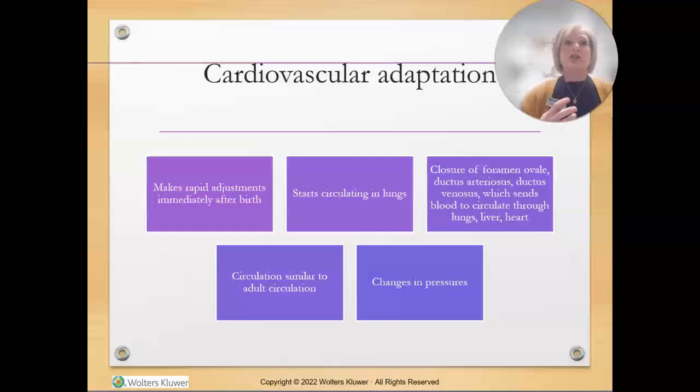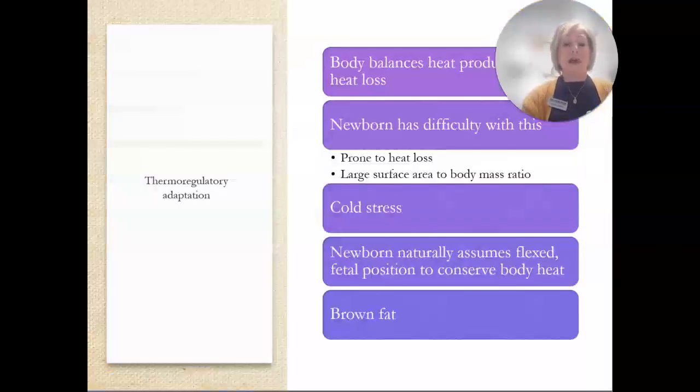It changes because of the pressure. Think of the negative pressure inside mom. Once they come out, they have positive pressure, and that is what's causing the adaptation. That circulation has to occur in order for the baby to function normally outside of mom's space. Thermoregulatory adaptation is the next big thing. So they've got to get respiratory, they've got to get cardiovascular, and then we've got to keep them warm. So the body has to adapt with that.